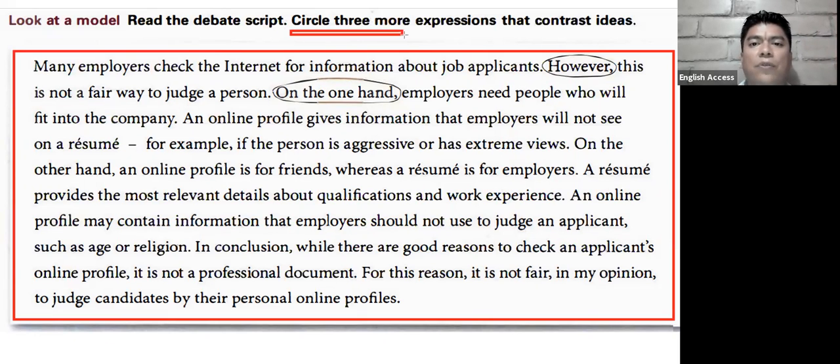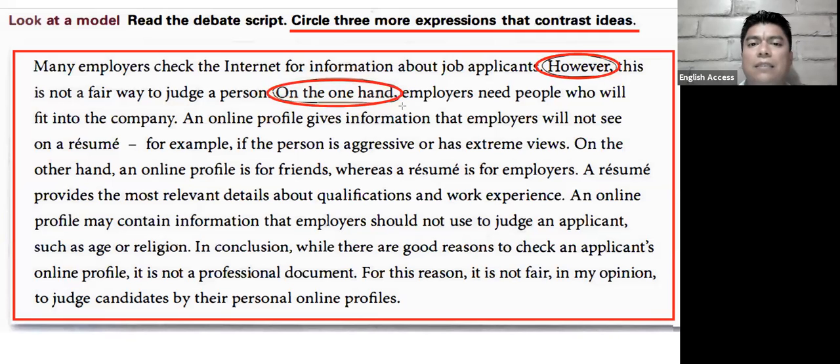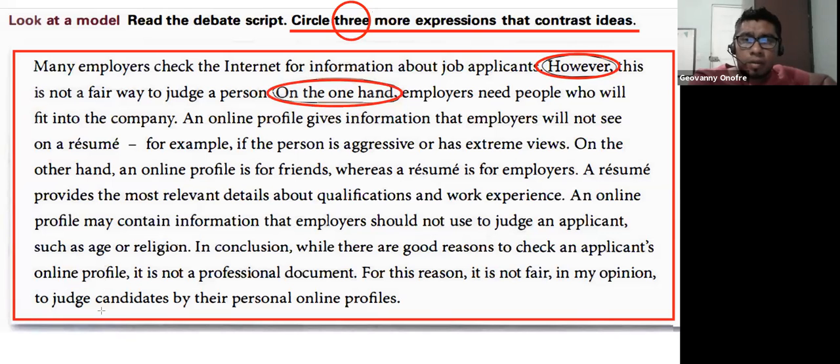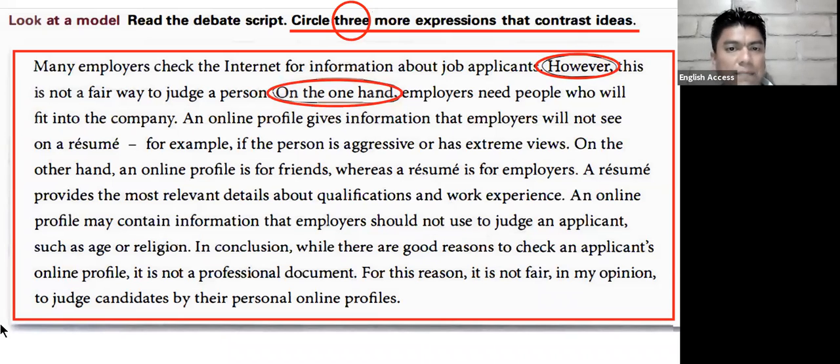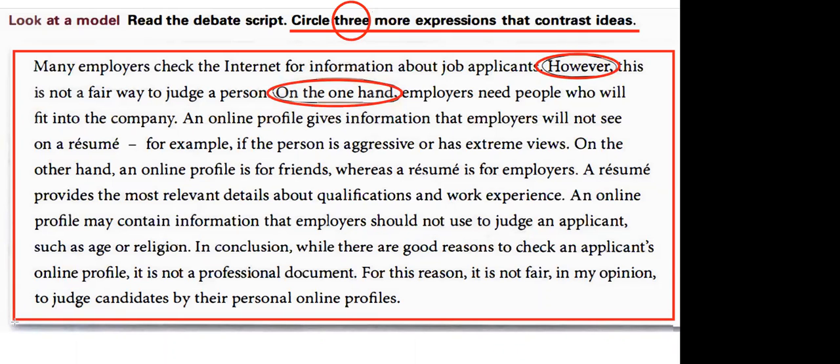Now, circle 3 more expressions that contrast ideas. What are contrasting ideas, guys? On the other hand. We have however, on the one hand. Now we need 3 more. Can you find them? On the other hand. 3 more. Where is it? In conclusion. Go ahead and highlight it, please.